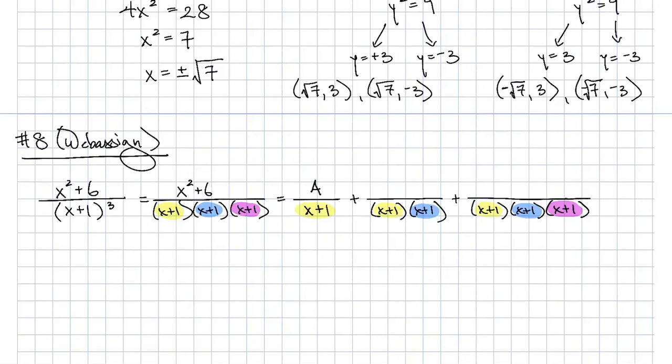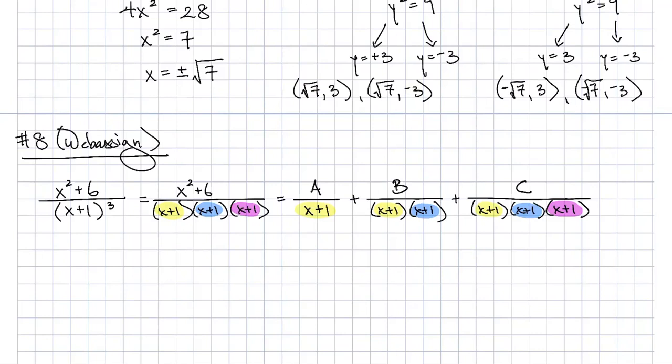Now, when we look at the second fraction, we only need to look at one of them, like the yellow one or the blue one. And by themselves, they are linear. So we only need a constant on the top of this one. And by similar reasoning on the last fraction, all three of those factors in the bottom are linear. So on the top, we just need a constant.